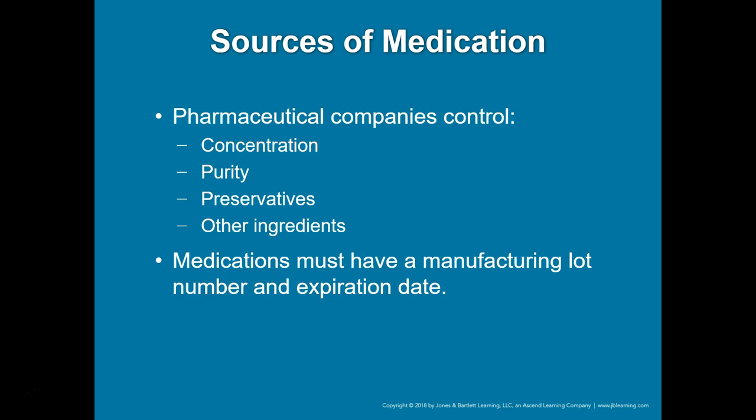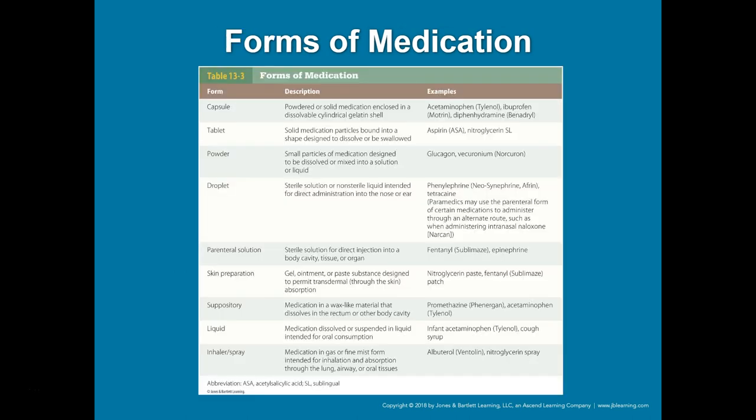Pharmaceutical companies control the concentration, purity, preservatives, other ingredients, all that. They control to an extent when this stuff can expire. And they have to keep good records of all that with lot numbers, all that stuff.